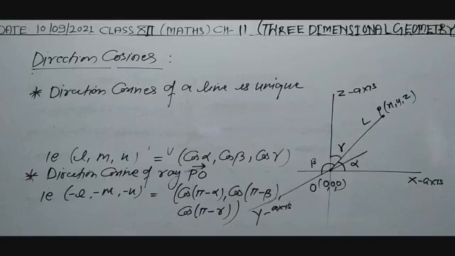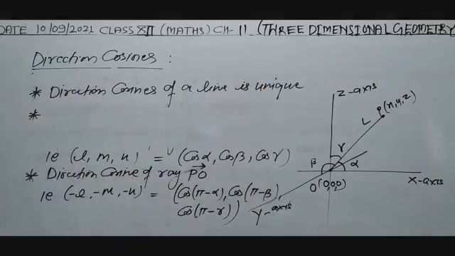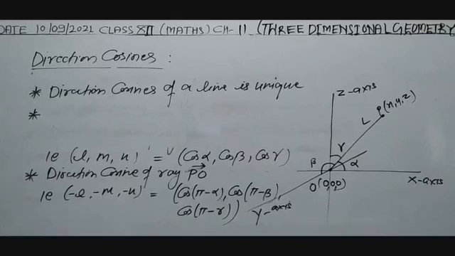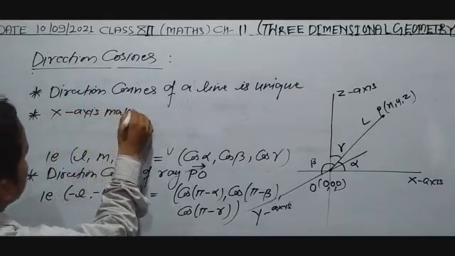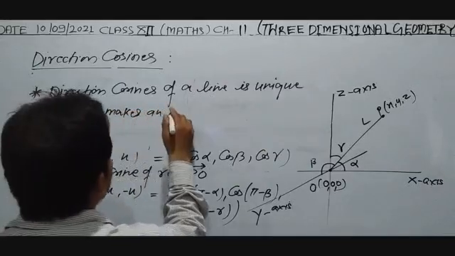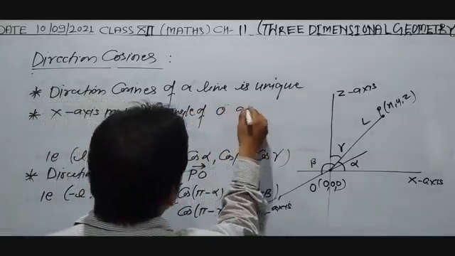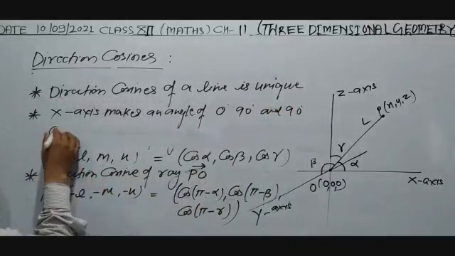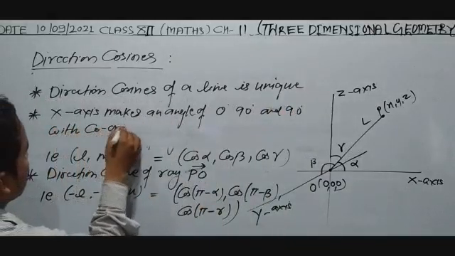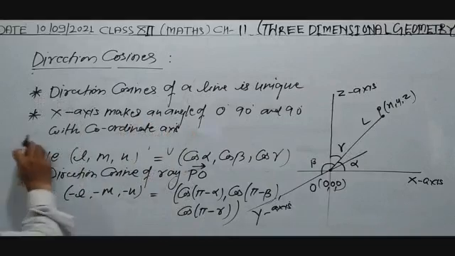Now next point, from this expression or from this figure, the x axis makes an angle of 0 degree, 90 degree and 90 degree with the coordinate axes.